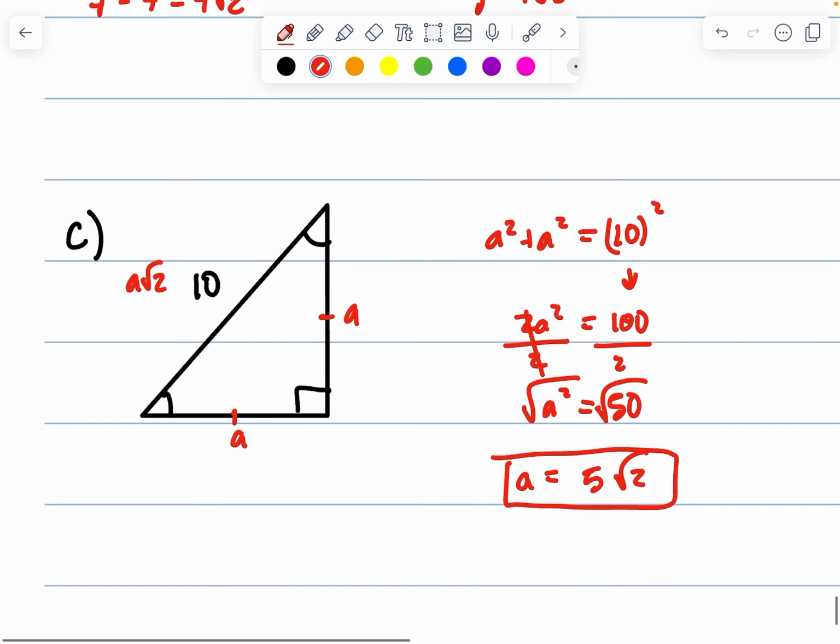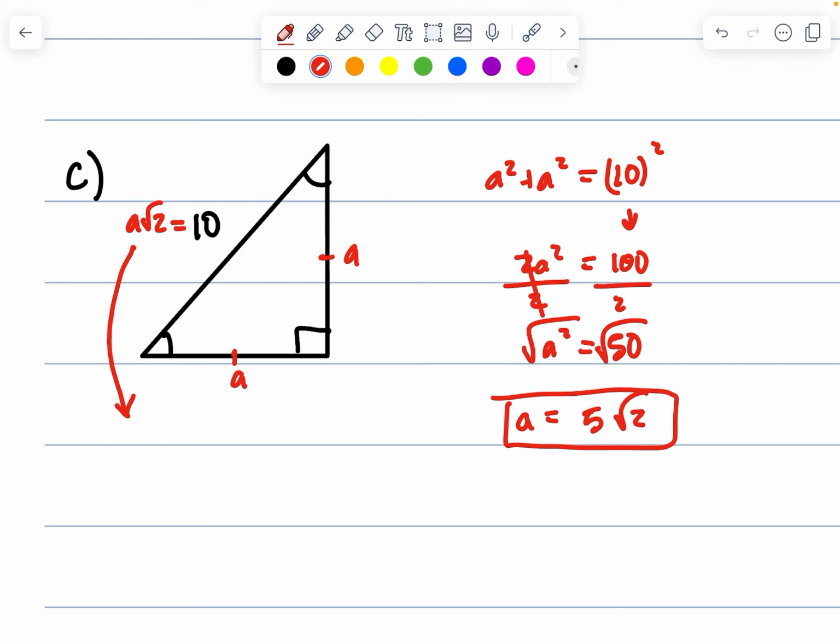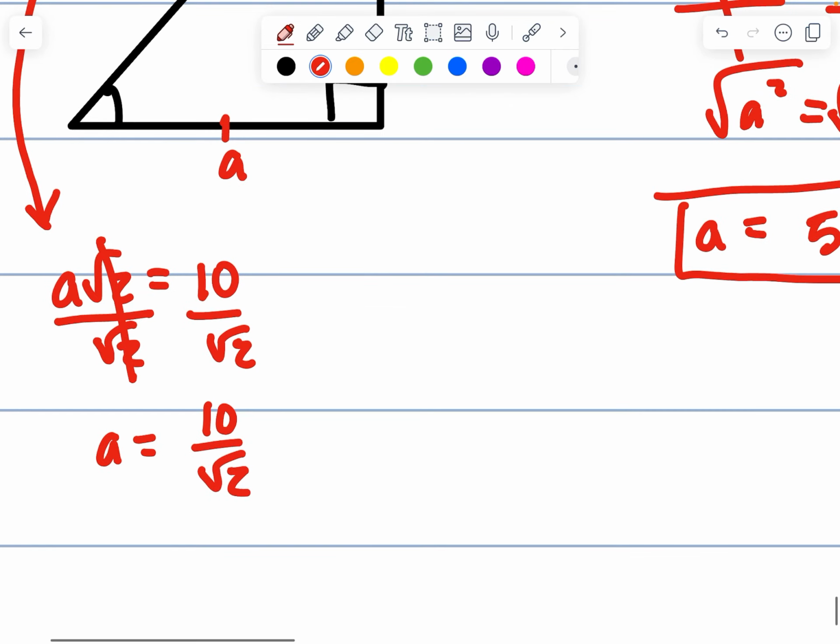Okay? Now, the other way to do this is since these are equal to each other, solving using that equation. So I'm going to say a root 2 is equal to 10. Well, we need to get a by itself, so we actually need to get rid of the root 2. And since this is multiplication, we are going to be dividing by root 2. Root 2's cancel. You get a is equal to 10 over root 2. But hopefully you remember, you can't just have radicals in your denominator. So we need to fix this.